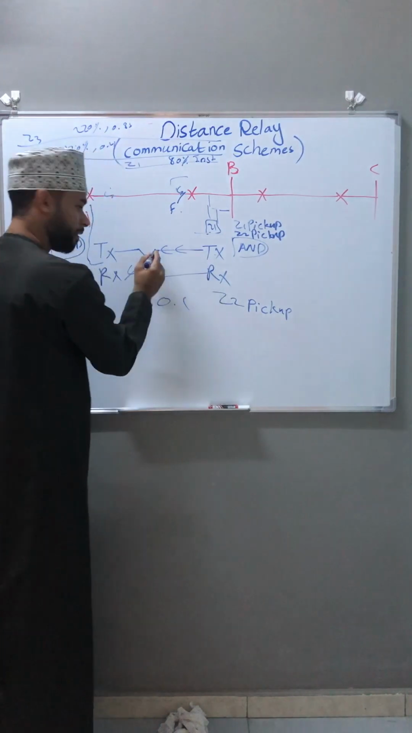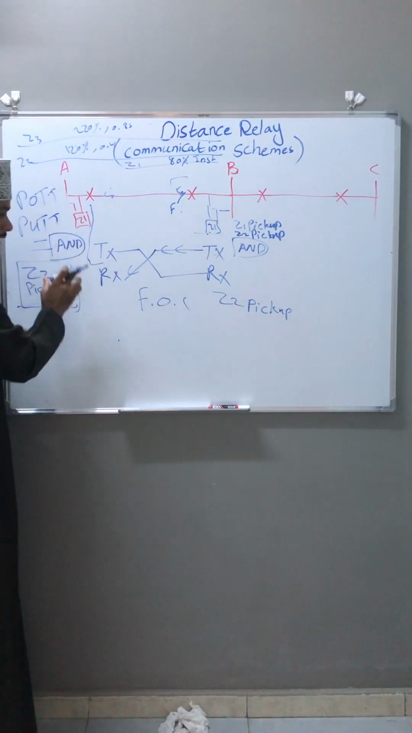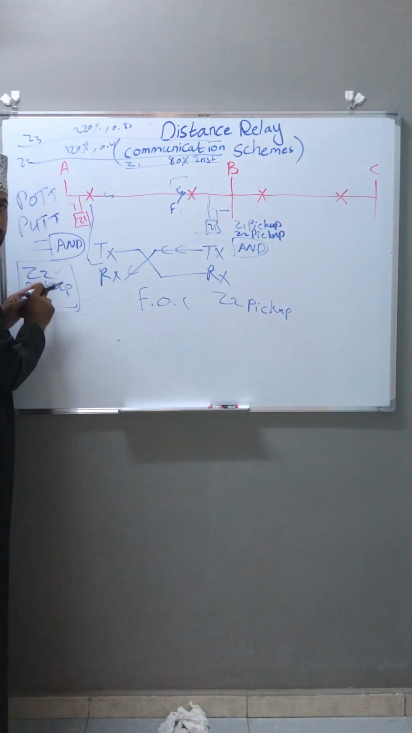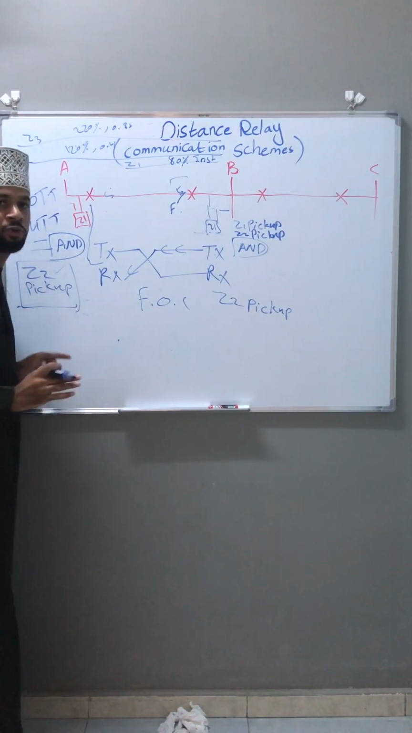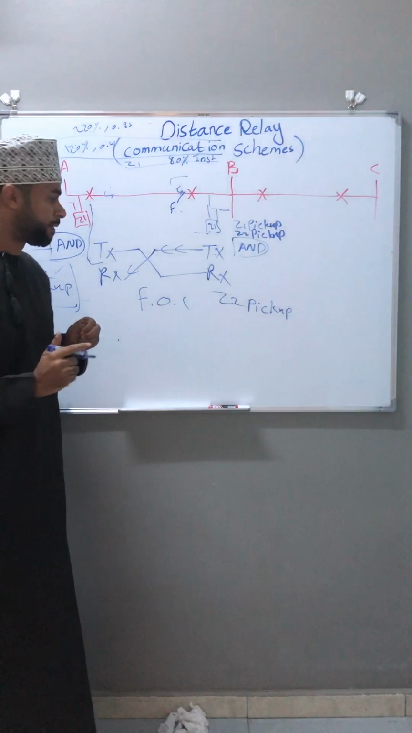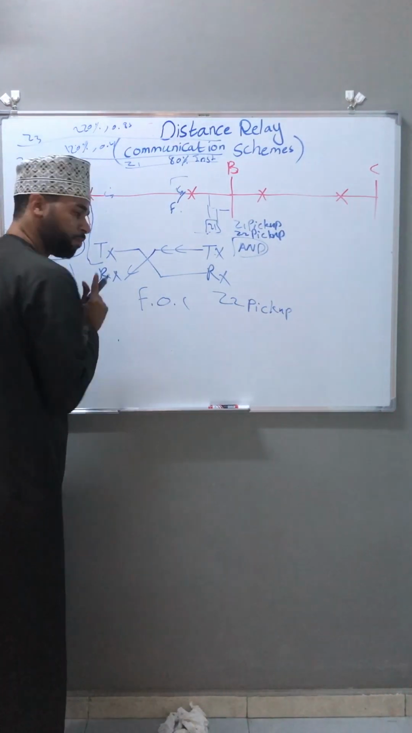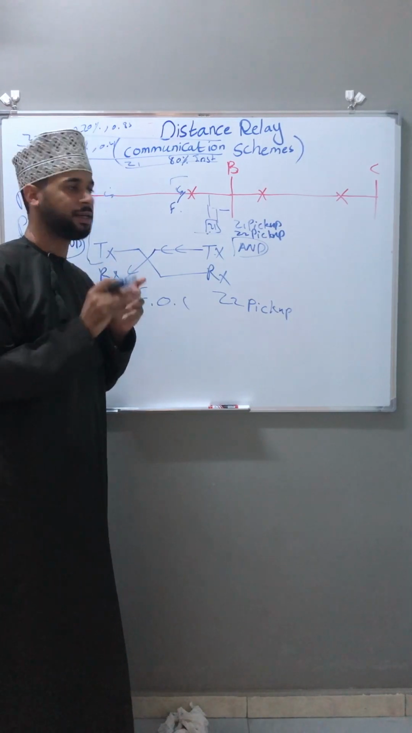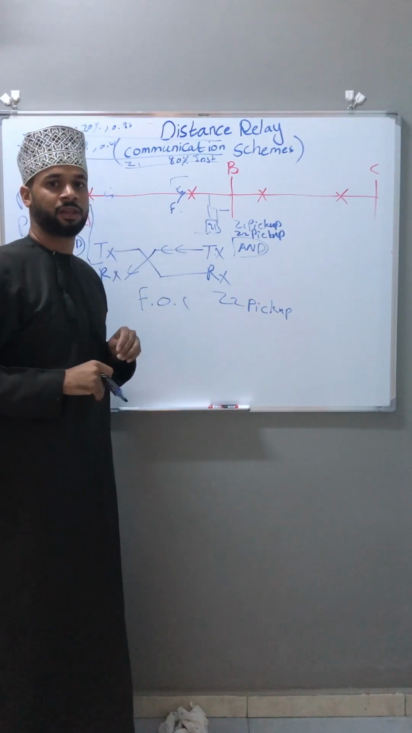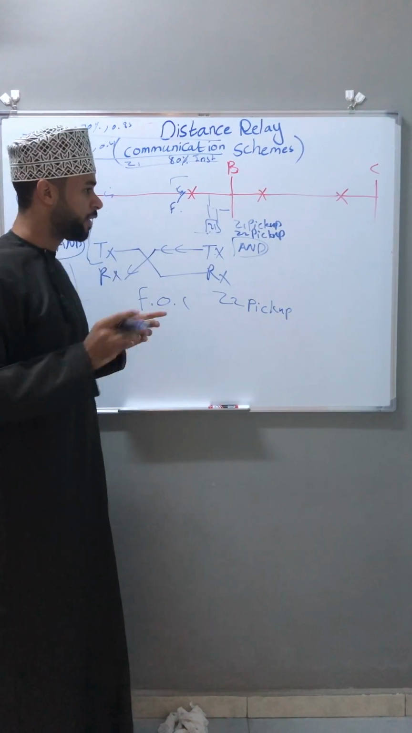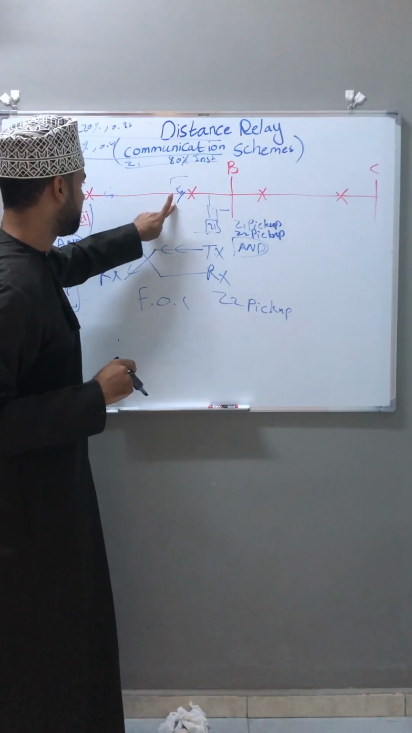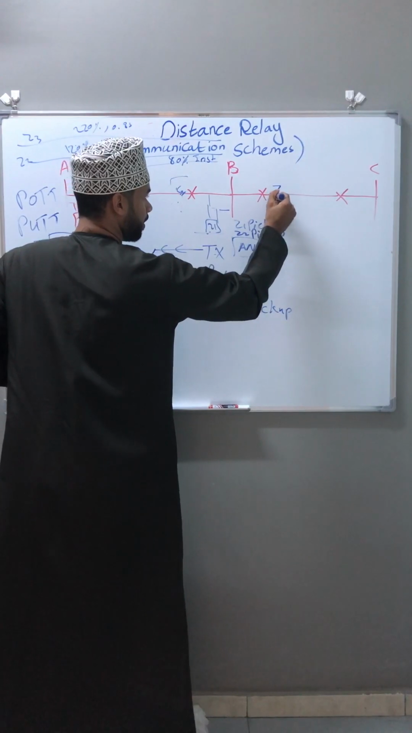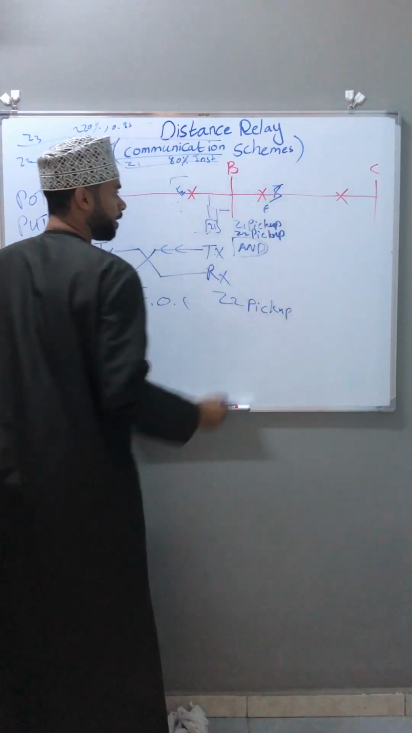Then it will send the signal to the other distance relay. The distance relay in substation A must see the fault in zone 2, so both breakers will trip instantaneously. So in POTT, both relays must see the fault in zone 2. Now let's do another case in POTT. Now assume the fault is happening here. This is the fault, okay?